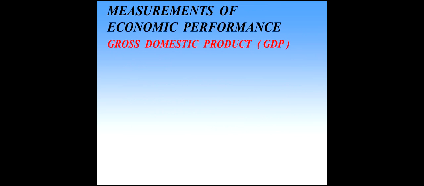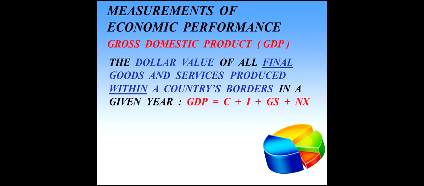GDP, or gross domestic product, is defined as the dollar value of all final goods and services produced within a country's borders in a given year. Now, there are three real important parts to this definition. Dollar value, it's expressed in dollars. It's based on final goods and services as opposed to intermediate goods and services. And we'll give you examples of the difference between the two here in a few moments.